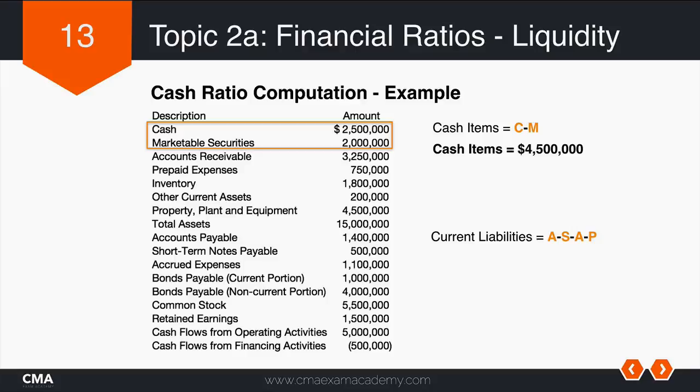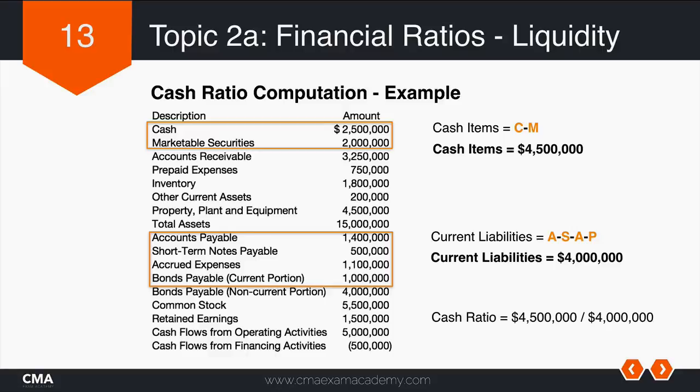Same as the current ratio and quick ratio, the denominator will be $4 million of current liabilities. Dividing the cash items of $4,500,000 by the current liabilities of $4 million, we will get a cash ratio of 1.125 or approximately 1.13. Similar to quick and current ratio, the adequacy of cash ratio will depend on several factors, which varies on a case-to-case basis or the industry in which the company operates.